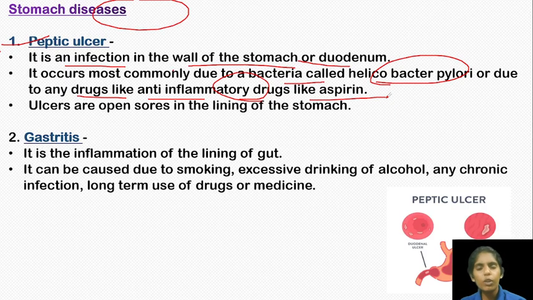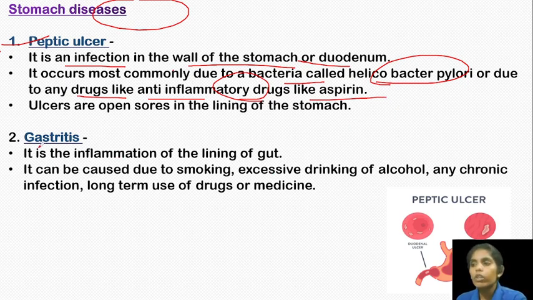What will the mucus do? The mucus will protect the inner wall of the stomach from the corrosive actions of the HCl. And when the production of the mucus is decreased, the protective mucus lining will not be formed, and as a result, the inner wall of the stomach will be exposed to the HCl, causing the peptic ulcers to happen.